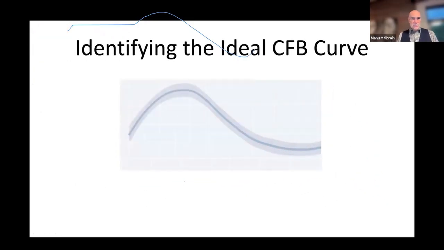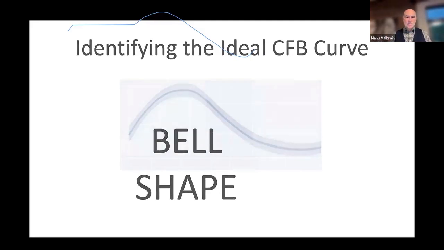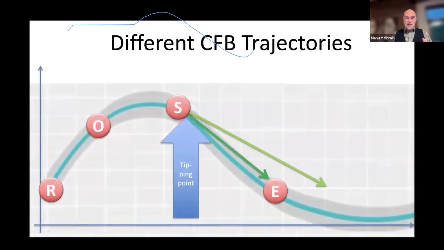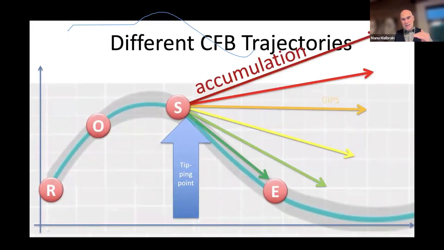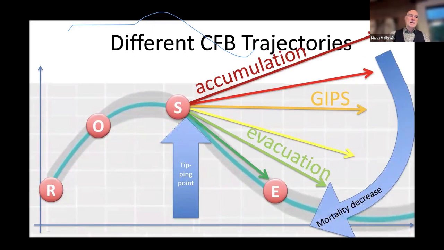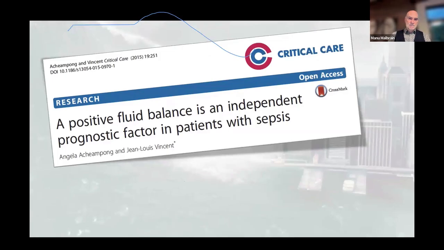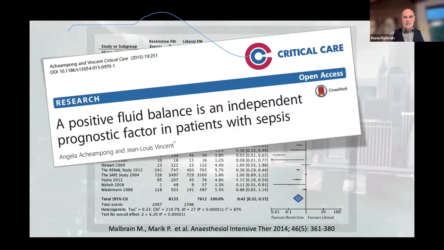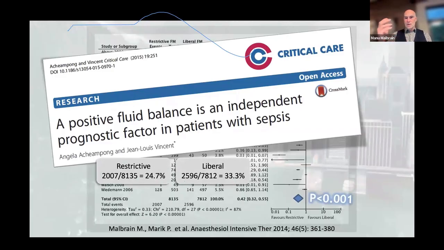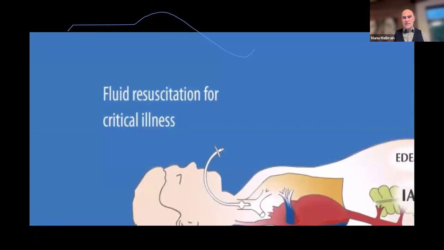Now, when it comes to cumulative fluid balance, the ideal curve is like a bell curve, initially positive and then normally evacuation. Because if at the tipping point the patient is not evacuating spontaneously, this will increase morbidity and mortality. And many studies have shown that a positive fluid balance is an independent predictor for poor prognosis, when we compare liberal versus restrictive strategies.